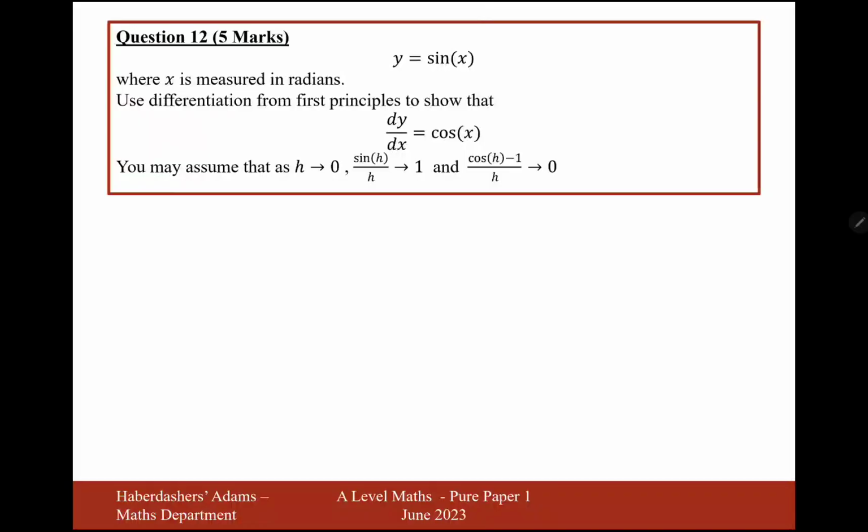Here we're looking at question 12. We have y equals sine of x, where x is measured in radians. Use differentiation from first principles to show that dy by dx is cos x. And you may assume that as h tends towards 0, sine h over h is 1, and cos h minus 1 over h tends towards 0.